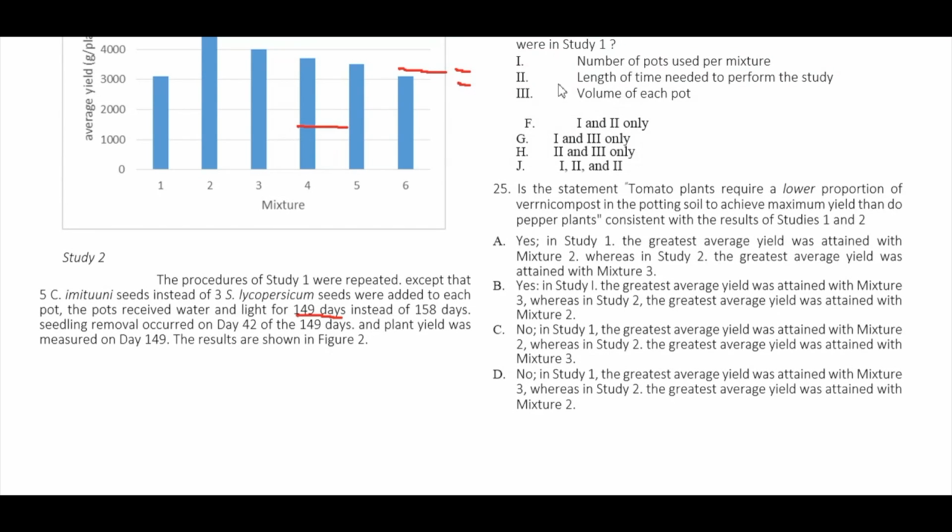Okay, so going back over here, we see that 1, 2, and 3, the number of pots used per mixture, the length of time was different, but the volume was the same, and the number of pots was the same. So we see that 1 and 3 were the same between both studies. 2 was different. We look at the different options here. F is 1 and 2 only, G is 1 and 3 only. Alright, 1 and 3 only, G is the correct answer.